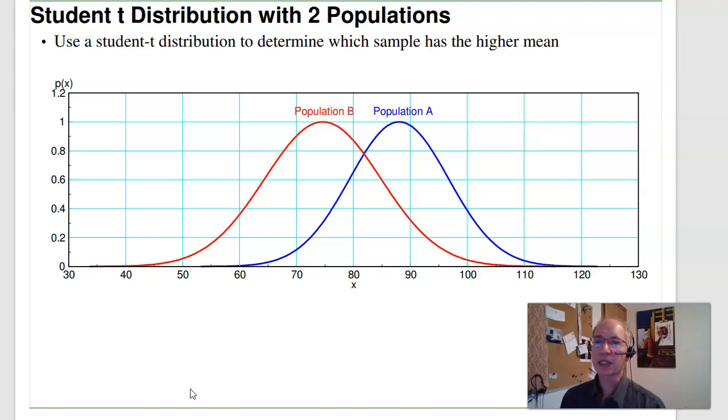Today we're going to look at what happens if you have two populations, such as I've got two people competing, playing Hungry Hungry Hippo, or jumping, or something like that. I want to compare the two to find out who's got the higher mean.